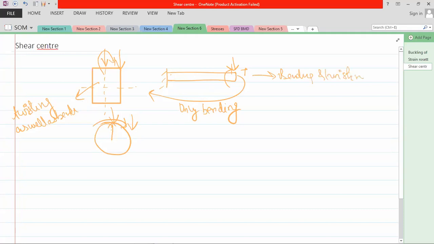Now from these two figures, you can get that when the load is applied along the axis of symmetry of the body, that will only cause bending, not twisting. If I apply it along a line passing through the center of gravity or the symmetrical point, then we get only bending, no twisting. But if it isn't applied there, we will get twisting.